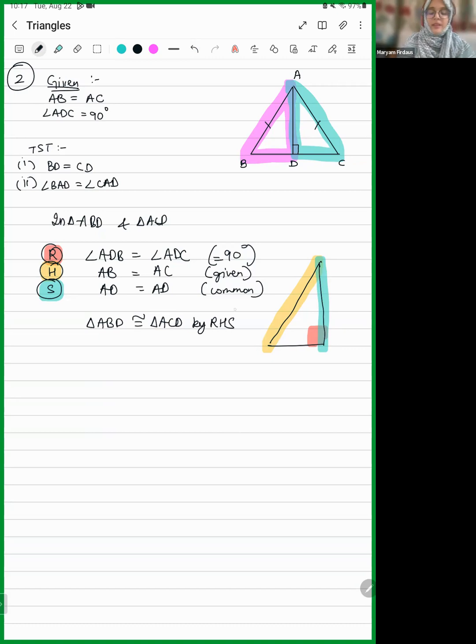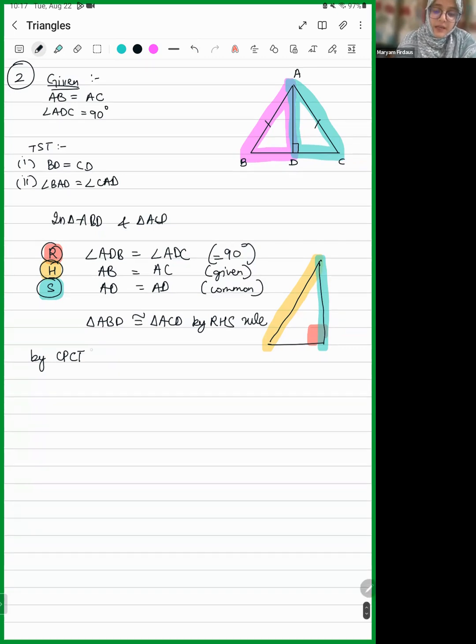Okay, then after this, how do we prove that BD is equal to CD? Yes, Avni? By CPCT. CPCT, for if anyone hasn't understood it yet, CPCT means corresponding parts of congruent triangles, meaning that if in two triangles that are like this, then this side is corresponding to this side, right? So these two will be equal because these two triangles are congruent. So by CPCT, BD is equal to CD.